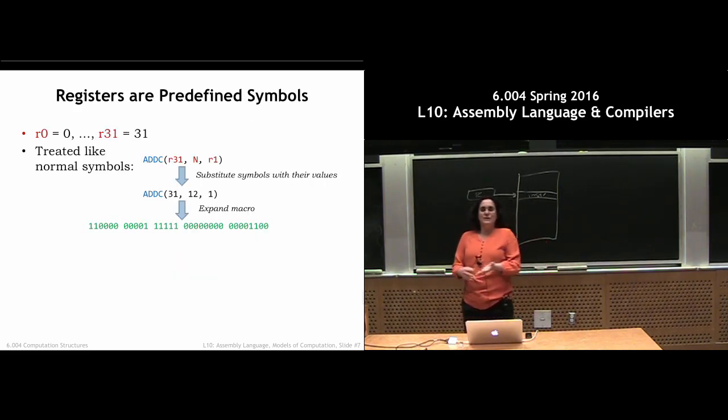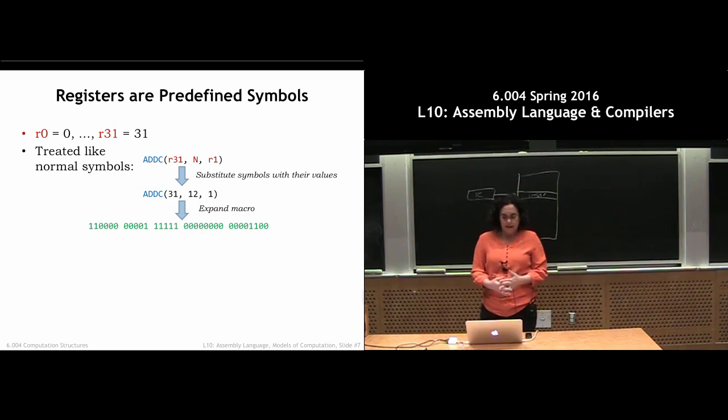So I mentioned that the registers are predefined symbols, right? So R0 just equals 0, R1 equals 1. And so let's take a look at a little bit more about what the implication of that is.